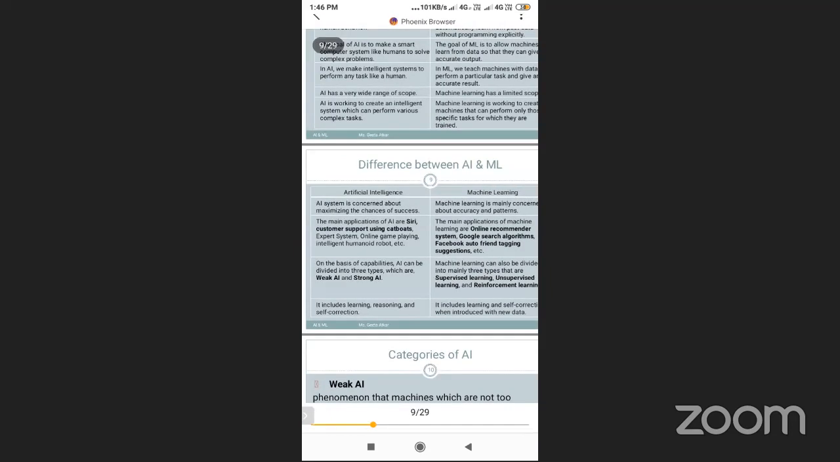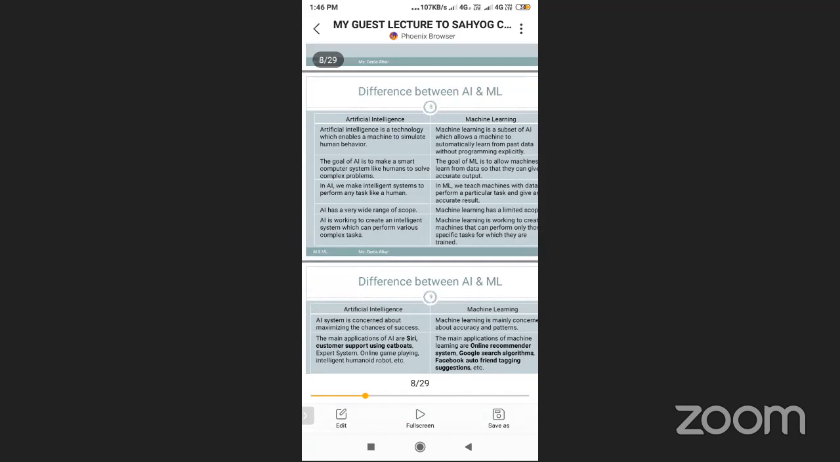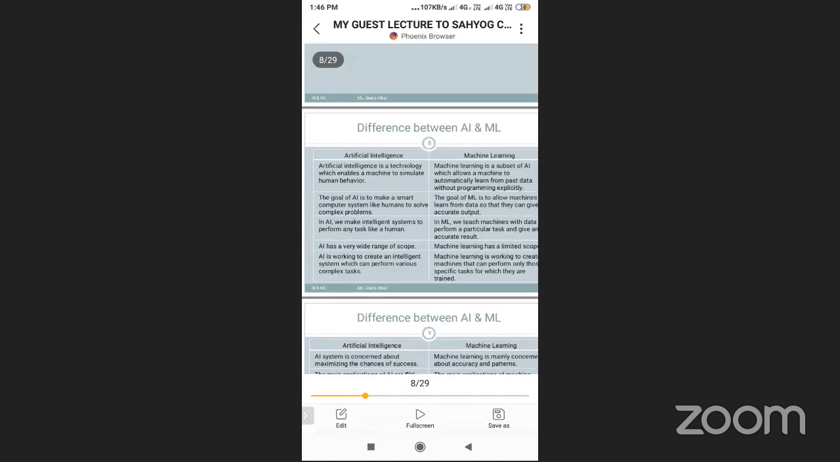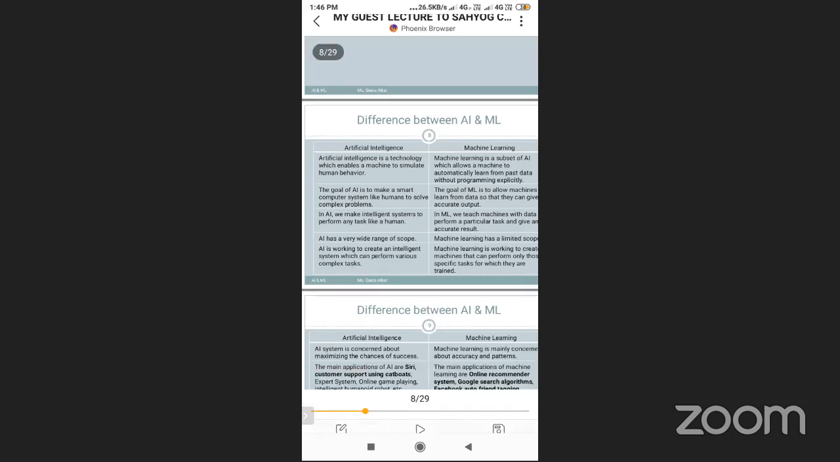Okay, so the main basic difference between AI and machine learning is the scope. The scope of machine learning is very limited. It depends on the data which we are training a system with, and according to that, it will predict the output. But in the case of artificial intelligence, the scope of the data is not limited. It has a wide range of scope, and it can work on complex problems as well. And we will get maximum accuracy or success in artificial intelligence.